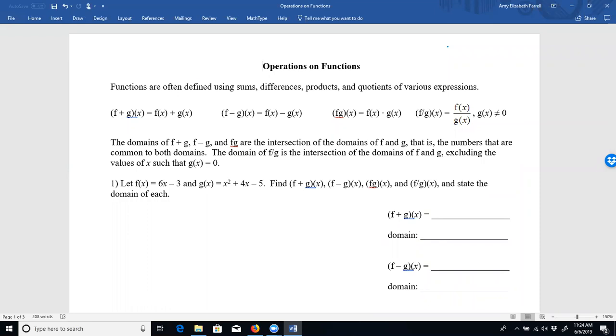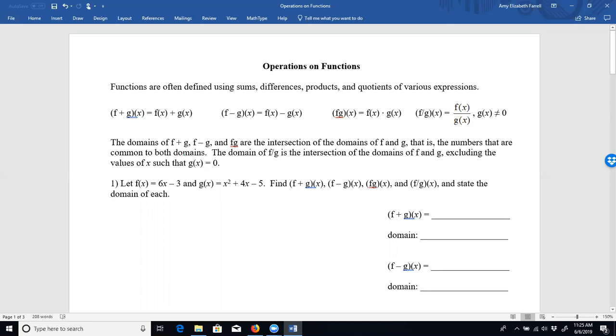Okay, in this video, we're going to look at operations on functions. Up at the top here, you can see I've defined what f plus g of x is equal to. It is just f of x plus g of x. You can see a subtraction, or a difference, f minus g of x, f times g of x, f divided by g of x. So we're just going to practice with some different functions, finding some operations. We're also going to look at the domains of these.